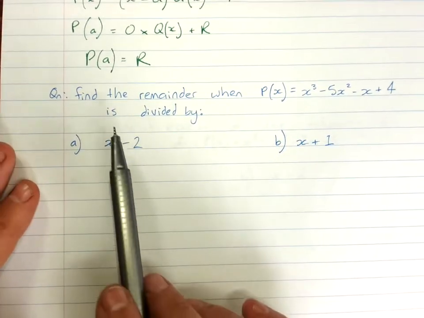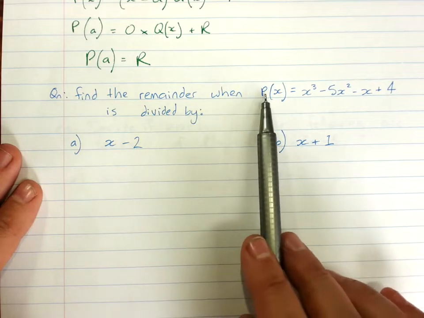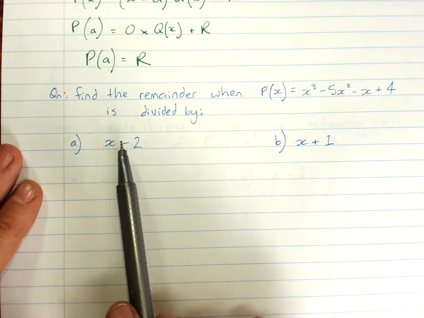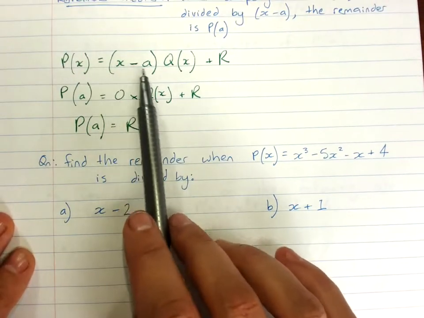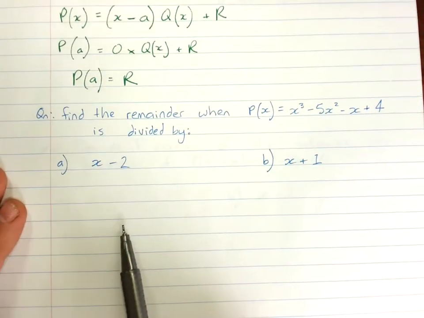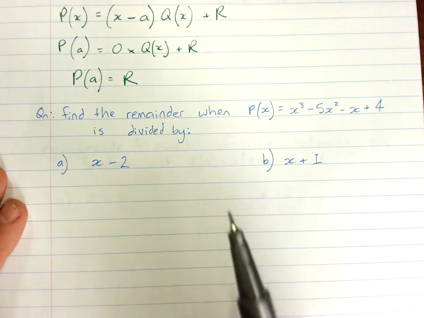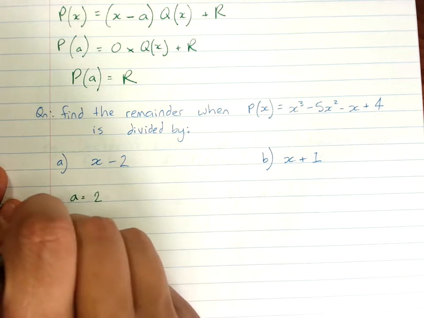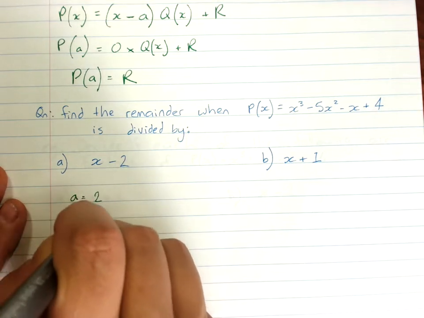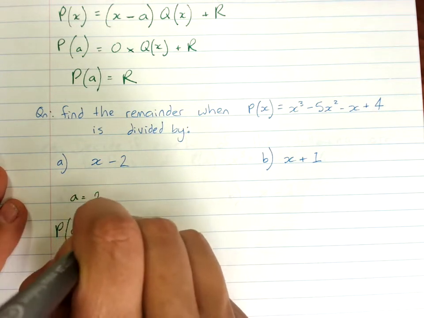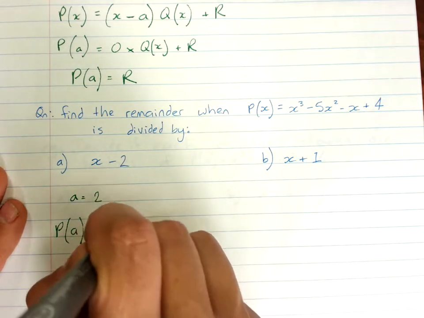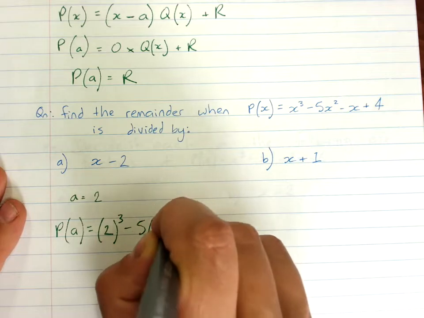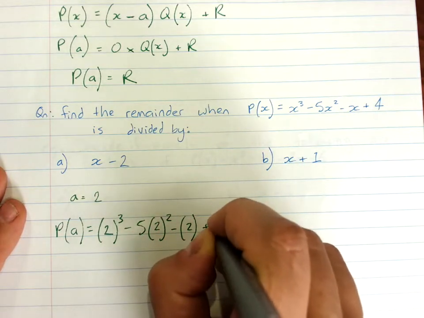So our question is to find the remainder when this polynomial is divided by x minus 2. So remember our little trick. Having the formula say x minus a just means we want the opposite sign to what's here. So a equals 2. And we're going to evaluate the polynomial for a. That will be 2 cubed minus 5 times 2 squared minus 2 plus 4.